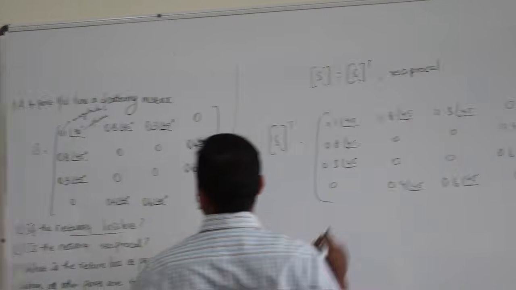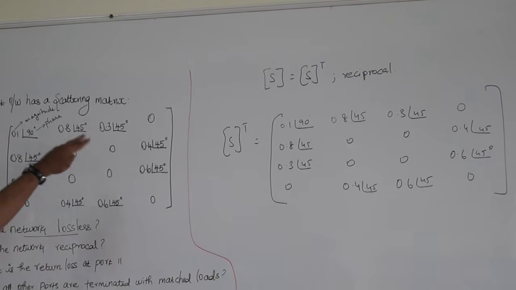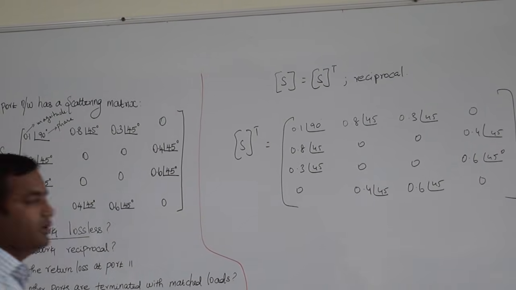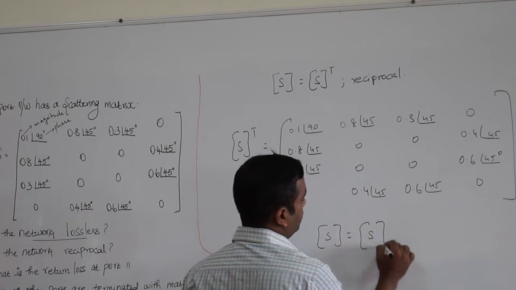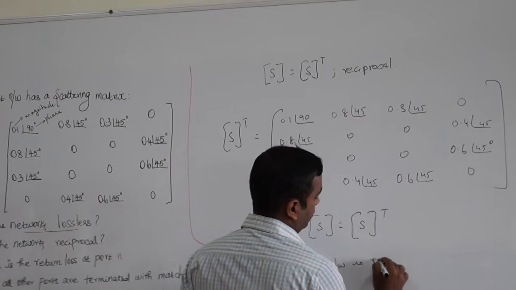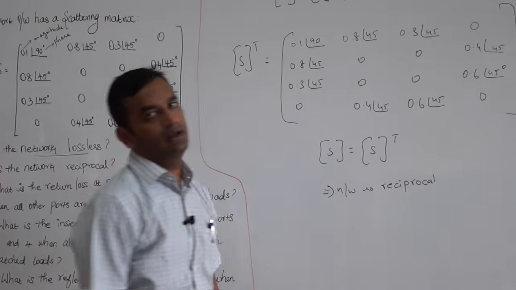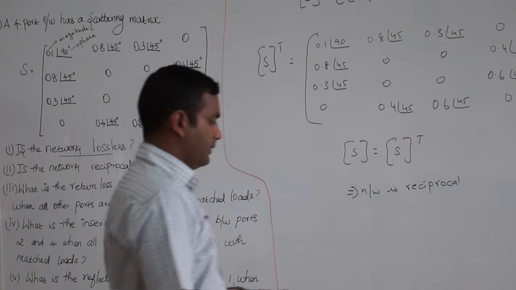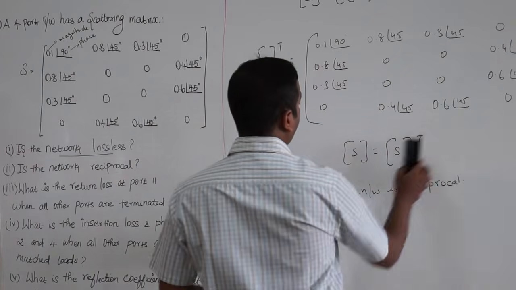Now let's compare both these matrices, S and S transpose. Are they alike? Yes, they are exactly the same. So when you convert the rows to columns, S is equal to S transpose. So the network is reciprocal. This is the second inference from the S parameters. The third inference that we are going to find out is what is the return loss of the network.